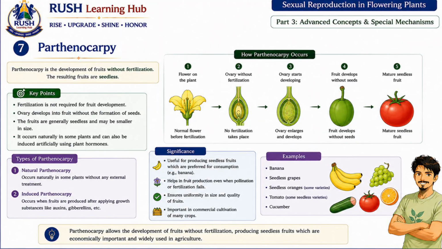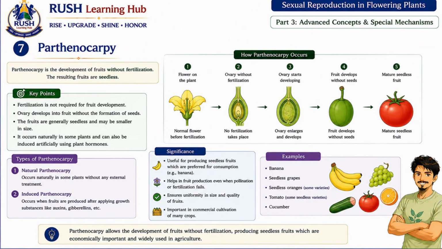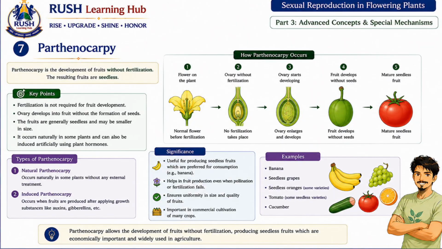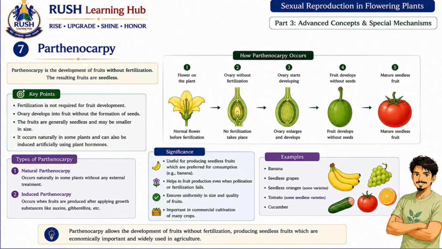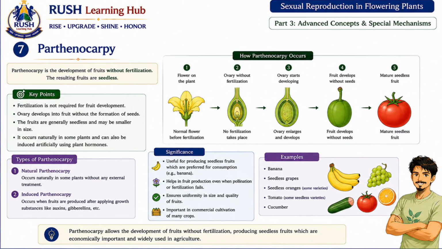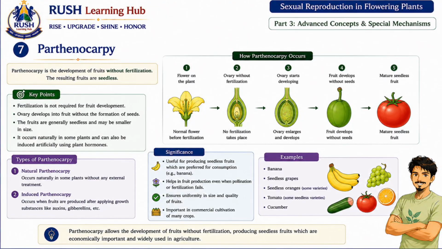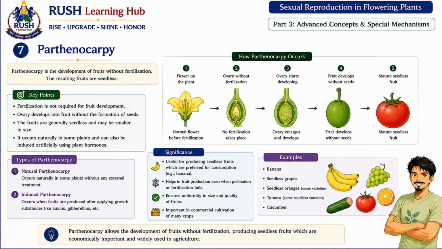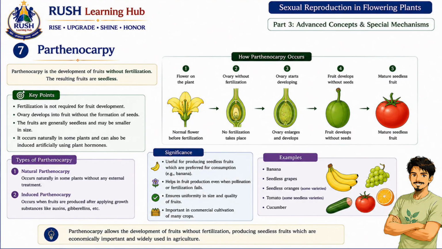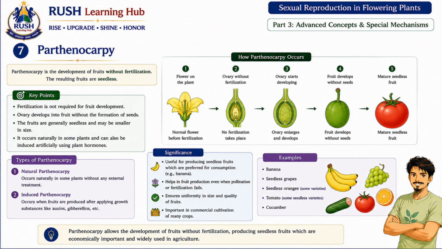Difference between apomixis and parthenocarpy. Students often confuse these two terms. Remember, apomixis results in the formation of seeds without fertilization, whereas parthenocarpy results in the formation of fruits without fertilization, and these fruits are generally seedless.